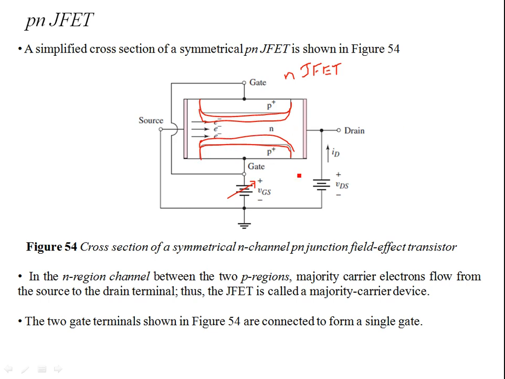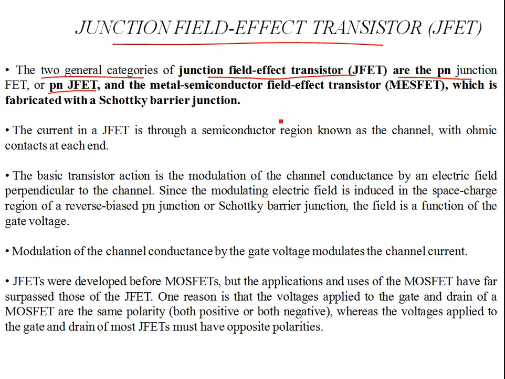So the idea is that this gate source voltage is again creating the electric field, a vertical electric field, that is modulating the flow of electrons. So that's the difference between the MOSFET and JFET construction.